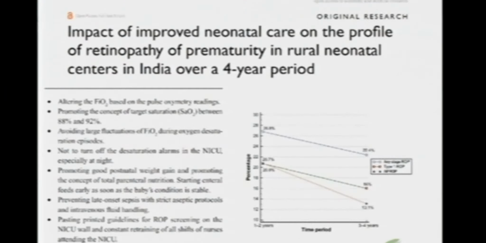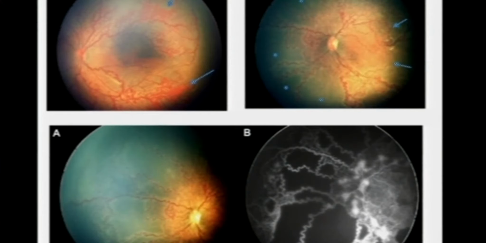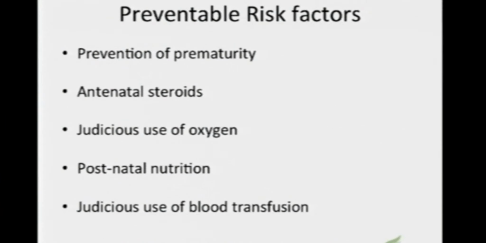Also from rural Karnataka, we showed that if neonatal care practices improve, you are not only able to reduce the severity of ROP, but also the incidence of ROP in just 1 year of intervention. And this has been a community intervention that the neonatologist colleagues of ours did. And this is the severe zone 1 that we saw before, when they did not have good neonatal care practices, and then just going back. Of course, this is a pediatrician's topic, but I just borrowed this slide from them. So prevention of prematurity is such a difficult task, but antenatal steroids to mature the lung, judicious use of oxygen, postnatal nutrition because weight gain is so important, and finally the judicious use of blood transfusion.